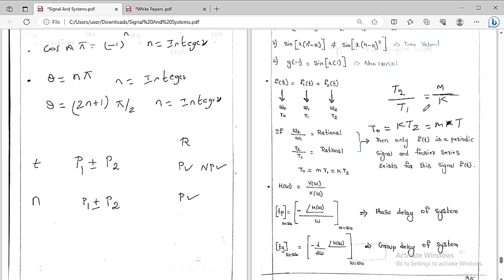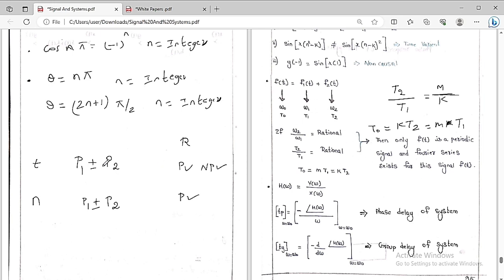So if we do the cross multiplication, we are going to get k into T2 is equal to m into T1. So this is for the resultant signal time period. Therefore, T naught is equal to m into T1, or k into T2. And if you know T naught, we can get omega 1 and omega 2: omega 1 is equal to 2π by T1, omega 2 is equal to 2π by T2. So this point you always have to keep in mind.